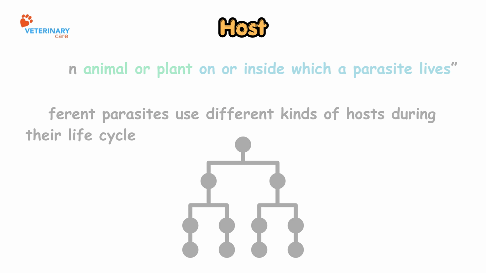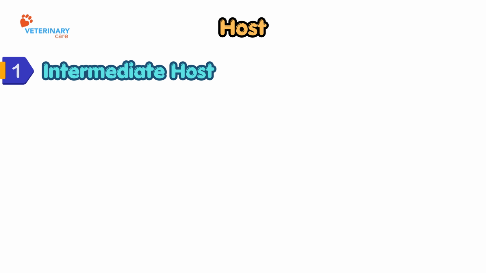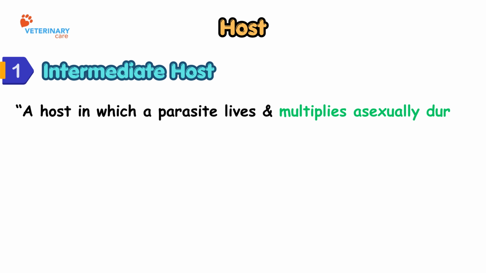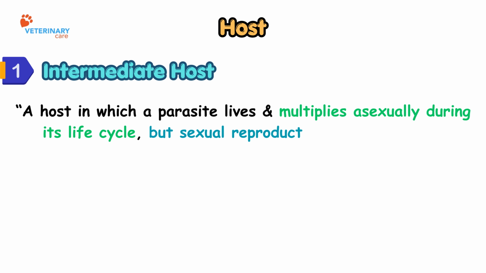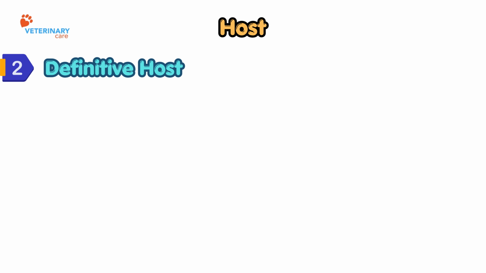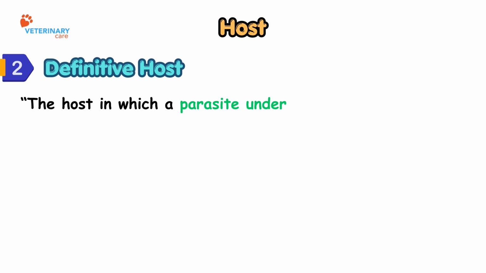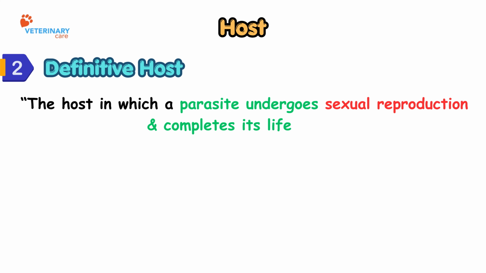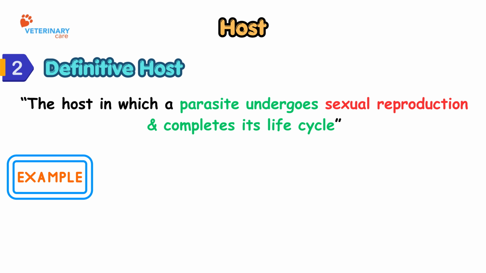Let us begin with the intermediate host. An intermediate host is a host in which a parasite lives and multiplies asexually during its life cycle, but sexual reproduction does not occur. A common example is the snail, which acts as an intermediate host for many parasites. Now moving forward, let us discuss the definitive host. A definitive host is the host in which a parasite undergoes sexual reproduction and completes its life cycle. For example, humans act as the definitive host for the human tapeworm.